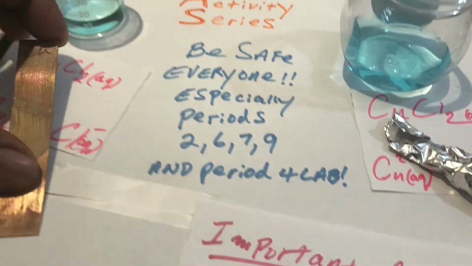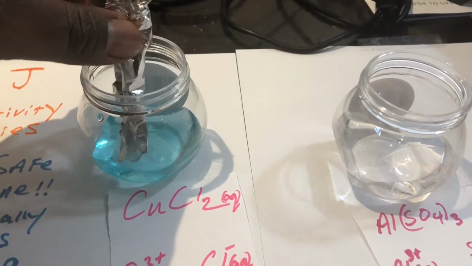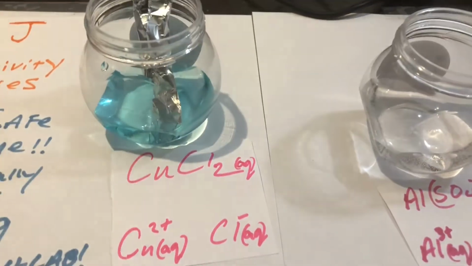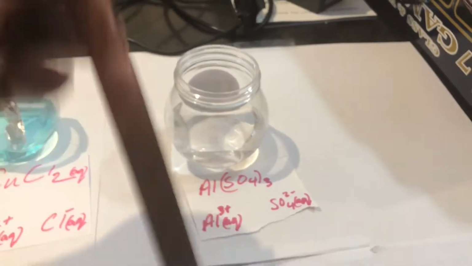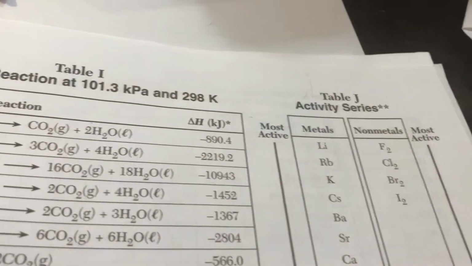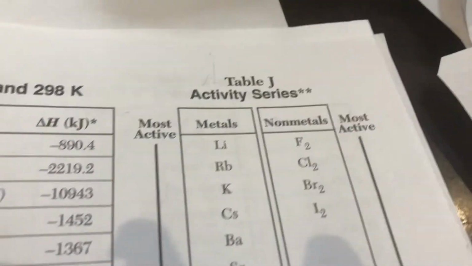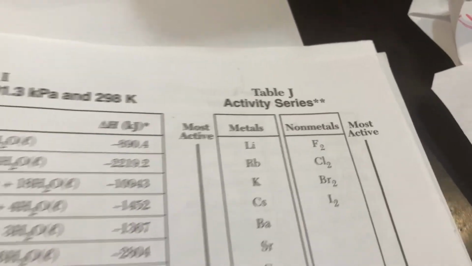Okay, so here's what we're going to do. Let's take this copper right here, situation 1, and put it in a copper solution. Situation 2, we're going to take the aluminum and put it inside of the copper solution. And situation 3, we're going to take the copper solid and put it inside the aluminum solution, and we'll see what happens. Okay, guys, I'm back, and we're making our predictions about these 3 situations with Table J activity series.